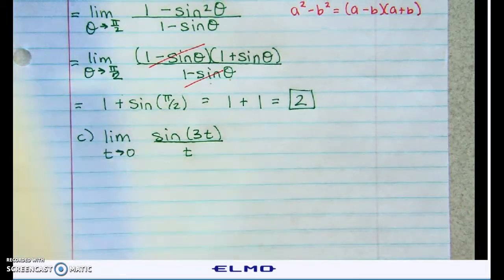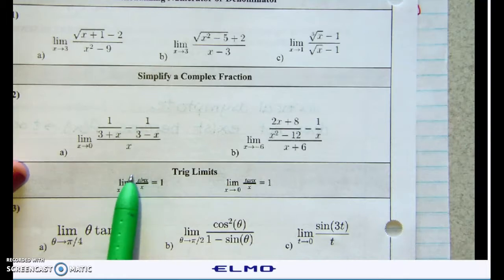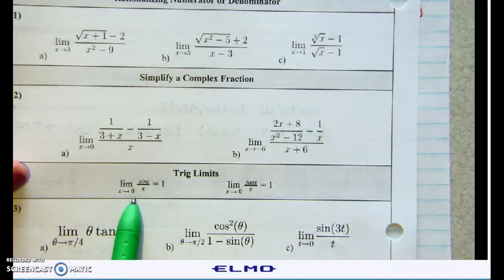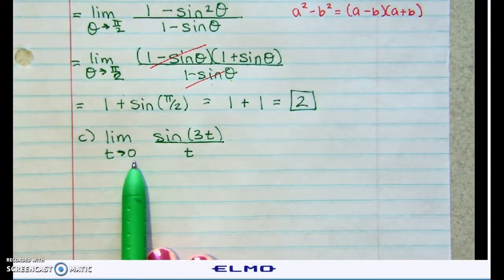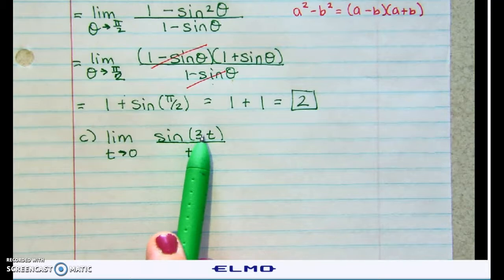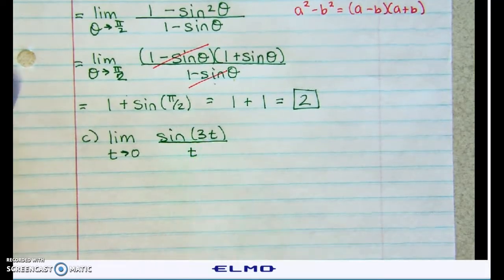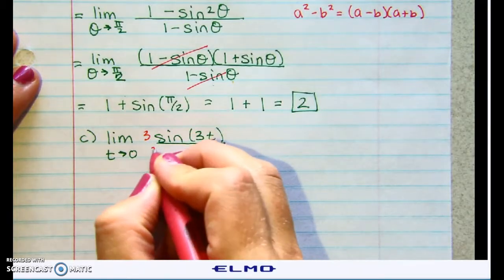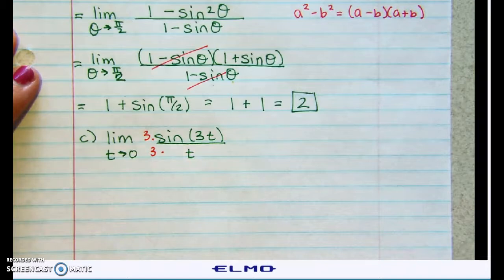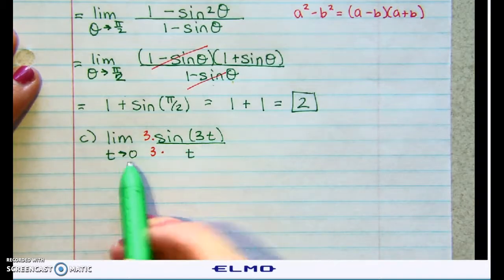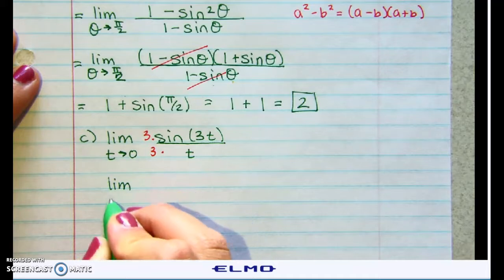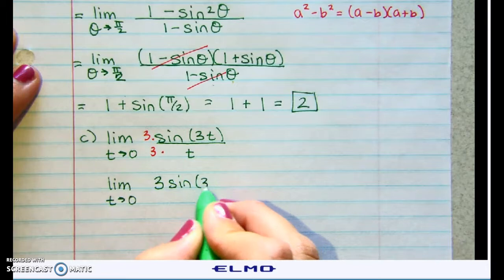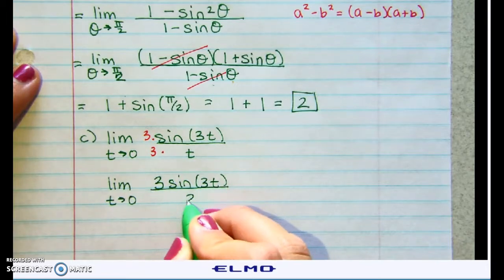Okay, so what we're going to do is use this fact here: sine x over x is equal to 1 when the limit's going to 0. So here we have a limit going to 0, but we don't have sine of just x. We have sine of 3x. So watch what we're going to do. All we're going to do is multiply the top and bottom by 3. We are not pulling this 3 out in front. We're multiplying the top and bottom by 3. So now we have 3 sine of 3t all over 3t.